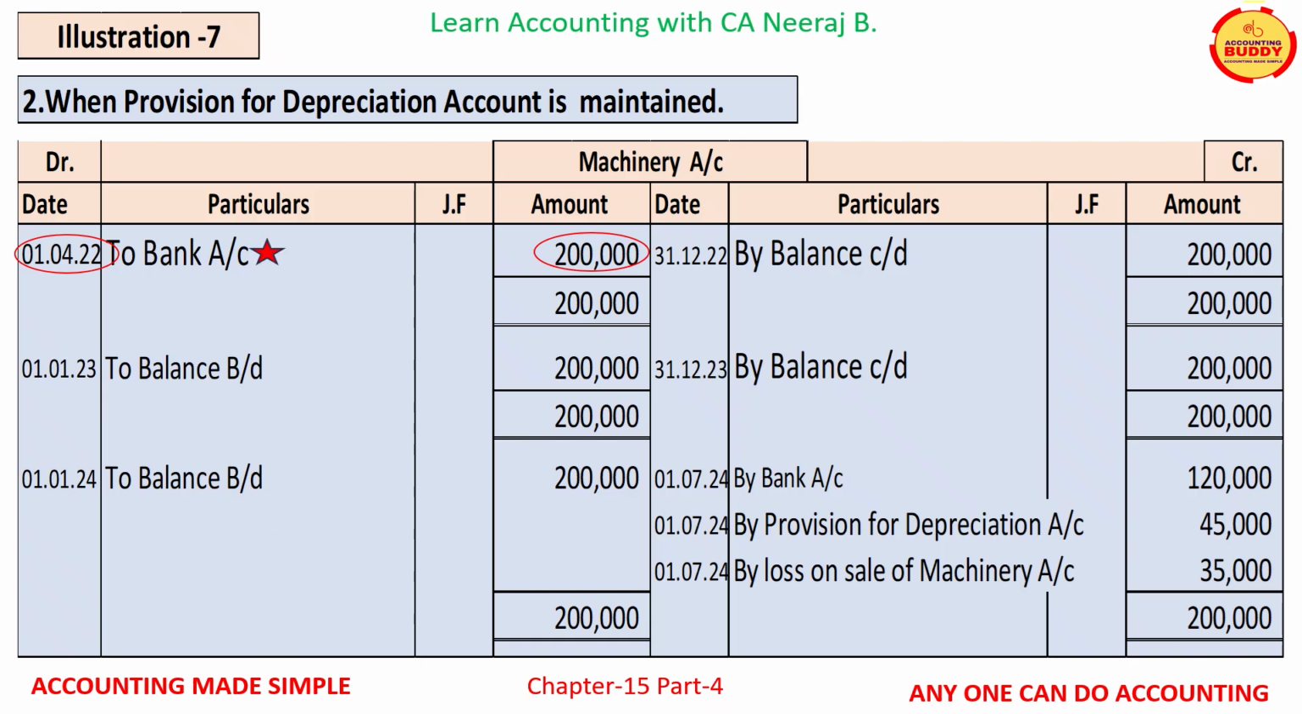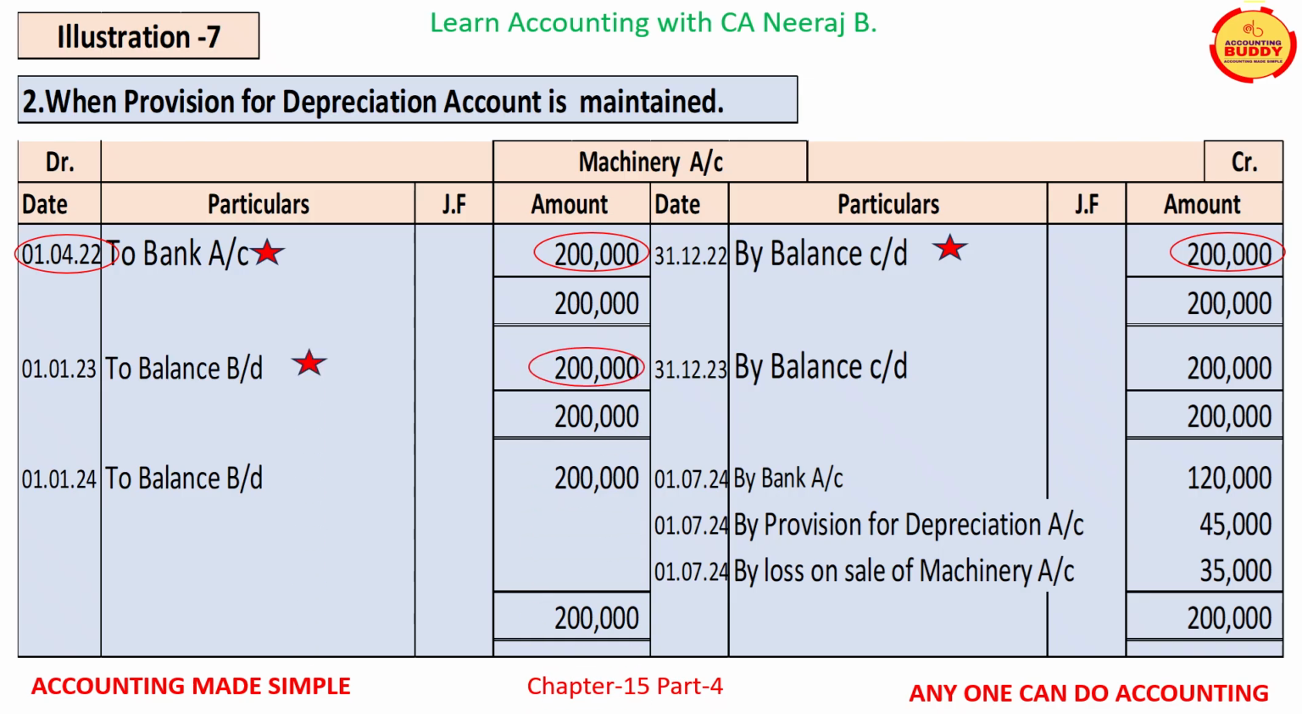Since there is no entry in the machinery account in the financial year 2022, the original purchase value of the machinery will be recorded on 31st December 2022 on the credit side of the machinery account by writing the words by balance carried down for $200,000. Similarly, on 1st of January 23, the original purchase value will be written on the debit side of the machinery account by writing the words to balance brought down for $200,000.